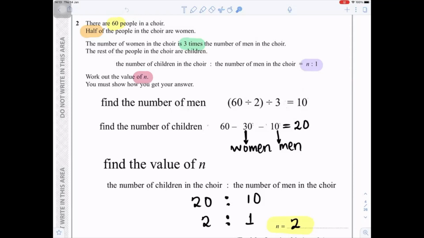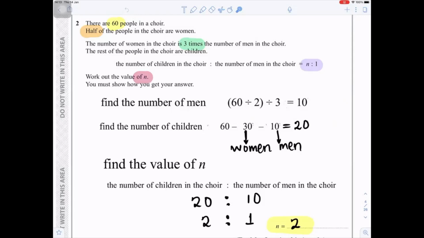We need to find the number of children. If we know the number of women and the number of men, we subtract that from the total number of people to get the number of children. So there are 60 people, 30 women, and 10 men. So 60 minus 30 is 30. 30 minus 10 is 20. So there are 20 children.